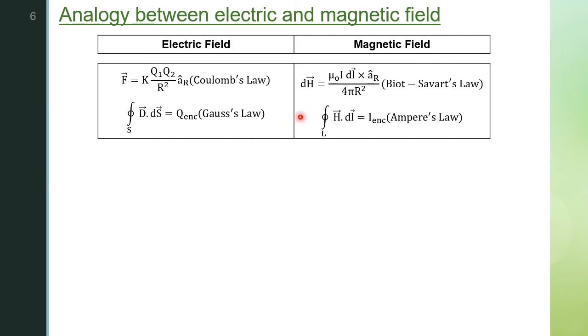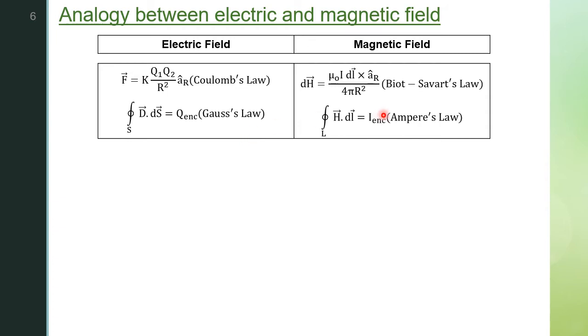And the corresponding basic law in magnetostatics was the Biot-Savart law, which determines H, given by dH equal to mu 0 I dl cross a_R cap by 4 pi R square. The second basic law in electrostatics was given by closed integral S D dot ds is equal to charge enclosed. That is, the total electric flux crossing a closed surface will be equal to the charge enclosed.